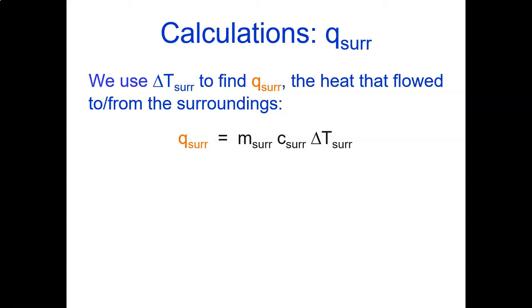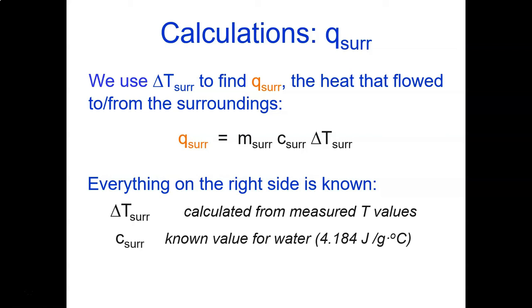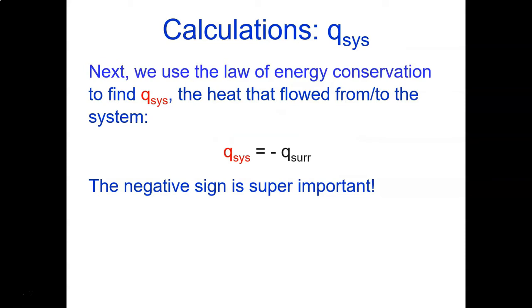We will use the change in the temperature of the surroundings to find the Q of the surroundings. The heat that flows to or from the surroundings is quantified by the equation Q of surroundings equals mass times specific heat times the change in temperature. Everything on the right side is known, and ΔT is calculated from the measured temperatures. The specific heat of water is a constant, and the mass of the water is measured initially. Next, after we calculate the heat of the surroundings, we use the law of energy conservation to find the Q of the system, and the negative sign is super important.